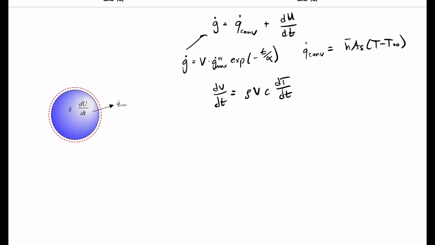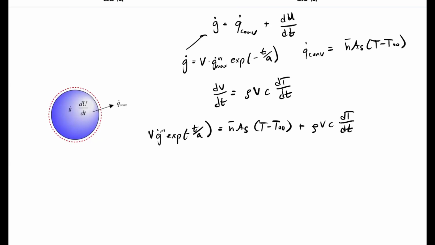We have ODEs and we have all of our energy terms. So now we add this up back together and we end up with volume times G dot triple prime times exponential of minus t over A. What do they call it? A or alpha? Yeah, let's call it A. So that equals H bar A_S (T minus T infinity) plus rho V C dT/dt.